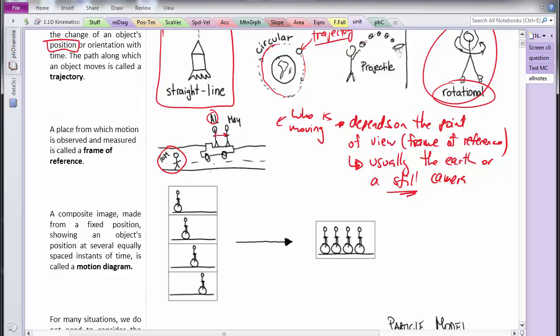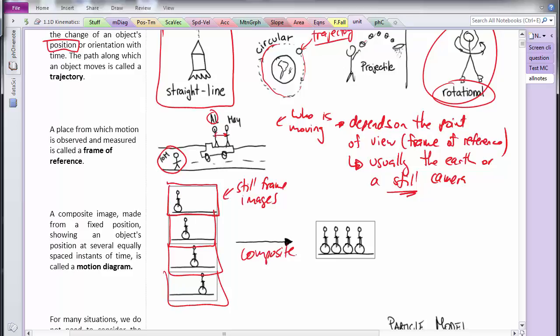Okay, so let's say we did have a still camera and we took 4 snapshots of this person on a unicycle moving to the right. Well, each kind of film strip would look like this. Okay, so these are still frame images. Now in order to visualize this, what we do is we make a composite. Okay, so we layer them on top of each other to get a motion diagram. So this is a motion diagram.